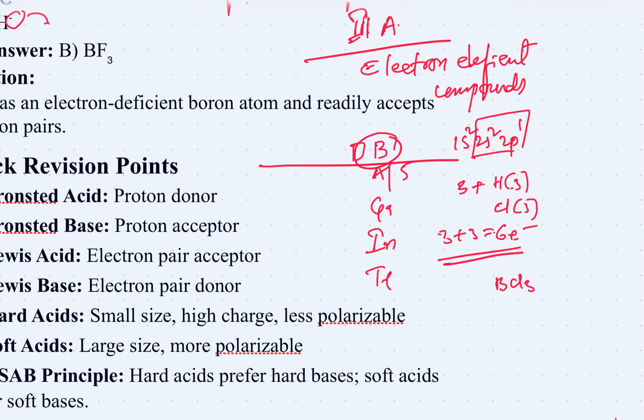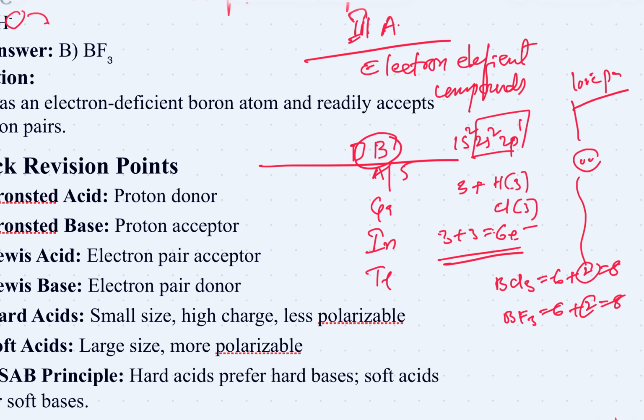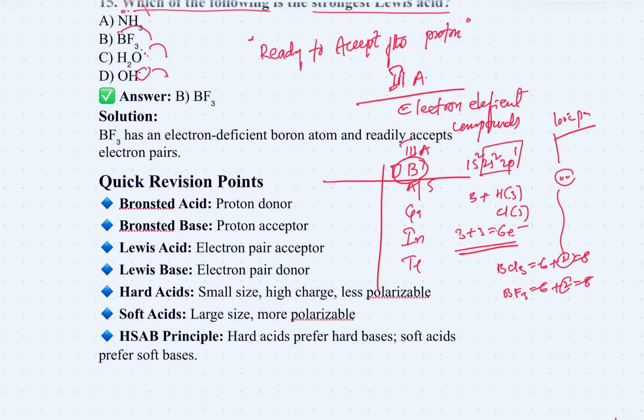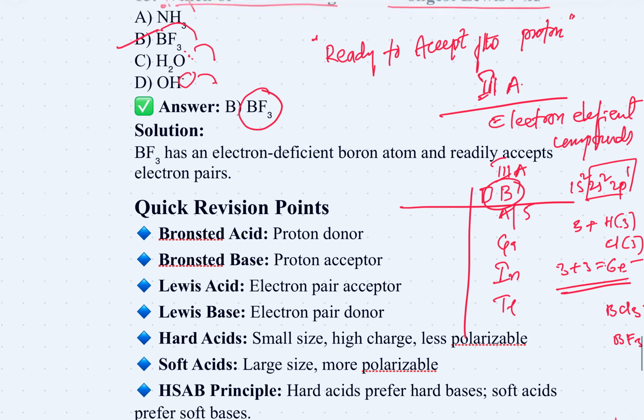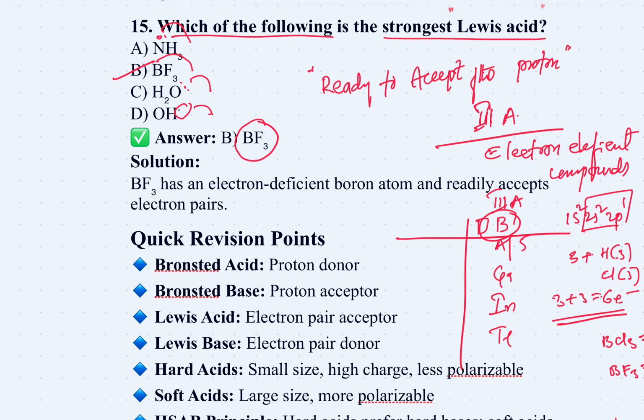For example, BCl3 also contains 6 electrons. BF3 also contains 6 electrons. So in order to get the octet, we require 2 electrons. These 2 electrons are taken in the form of a lone pair. Therefore, boron family, that is group 3A elements, require a lone pair of electrons. Therefore, the first example is the correct answer. Strongest Lewis acid. Clear, student?